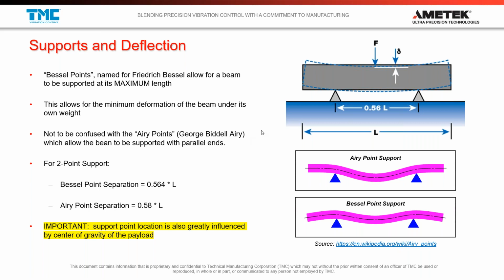But that's not the only thing. That's for an unloaded table. The performance of your table is going to be greatly influenced by the center of mass of the payload. For example, if I have a large laser, a large cryostat on one end of the table, and all my mass is here, well, that's going to affect the deflection of my table. So you might want to ignore the Bessel point equation and just support it directly underneath the mass.